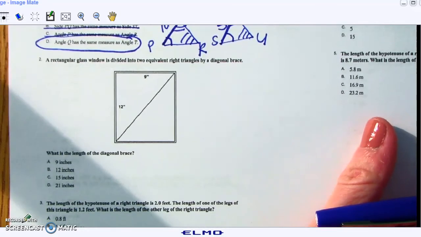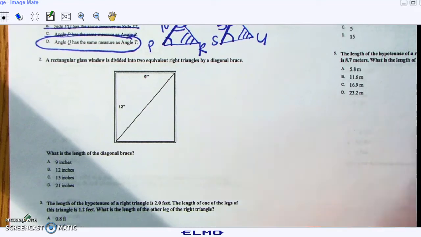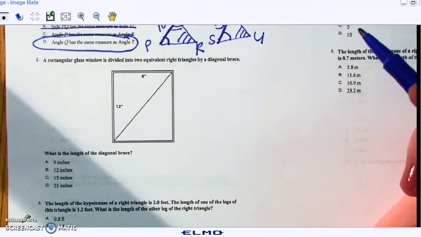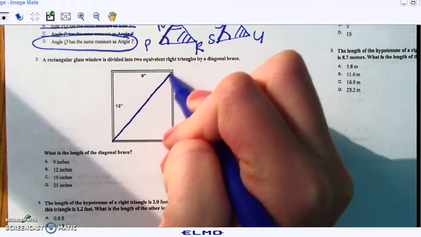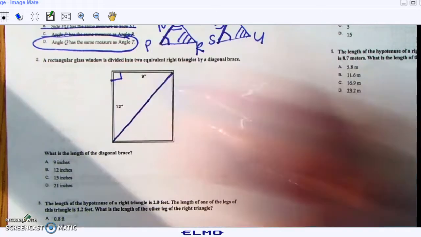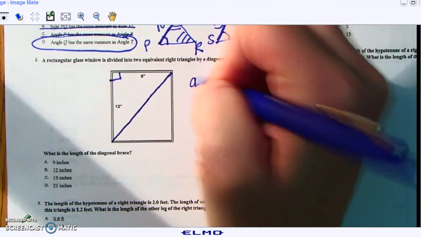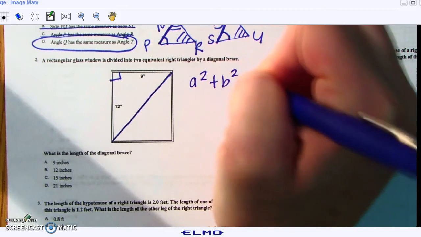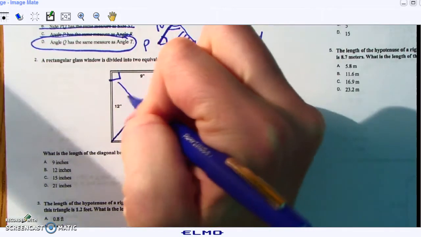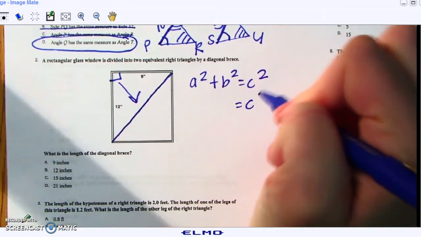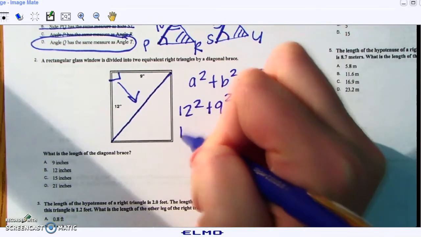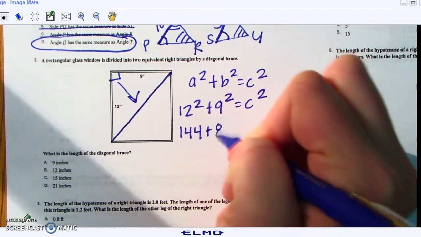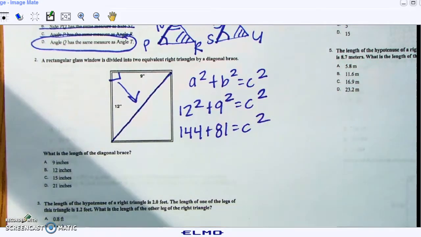Number 2, the rectangular glass window is divided into two equivalent right triangles by a diagonal brace. What is the length of the diagonal brace? So we're trying to find the length of this line. It's a rectangle, so I know this is a right angle. I'm going to use the Pythagorean theorem. Across from the right angle is C, so I don't know C. I have 12 squared plus 9 squared. 144 plus 81 is equal to C squared.